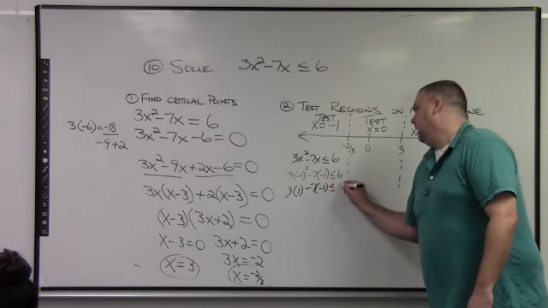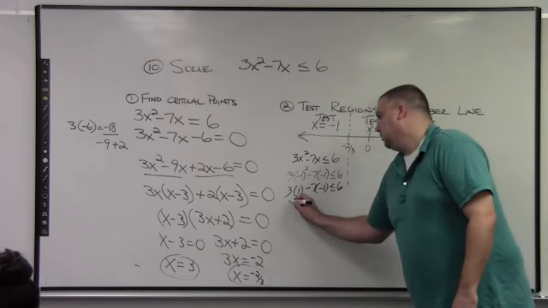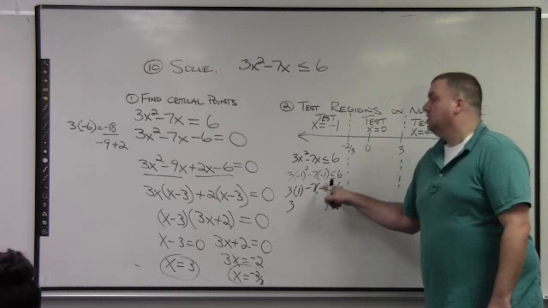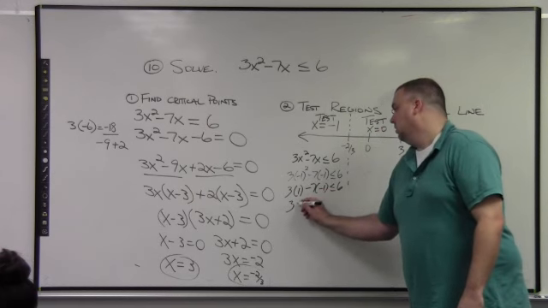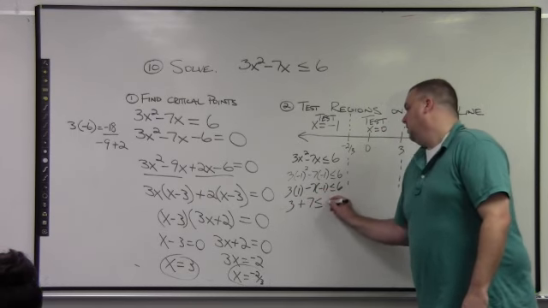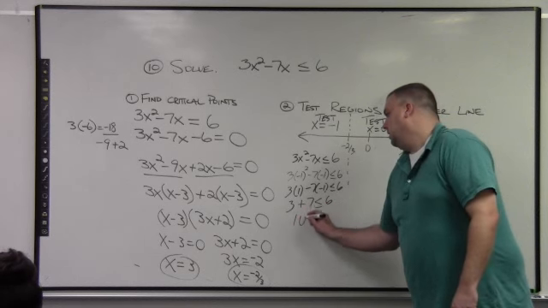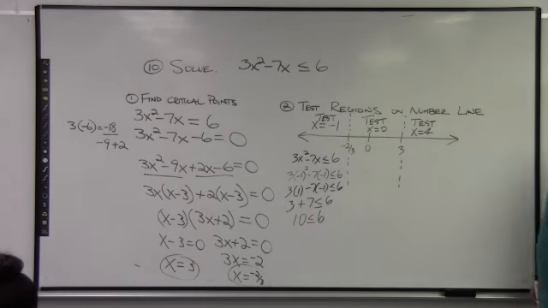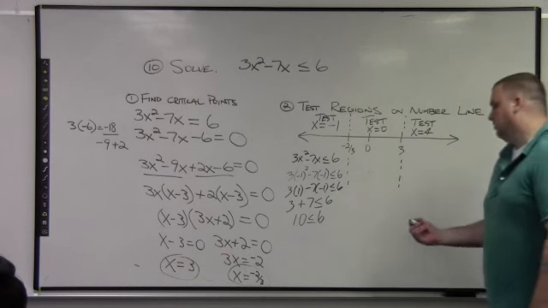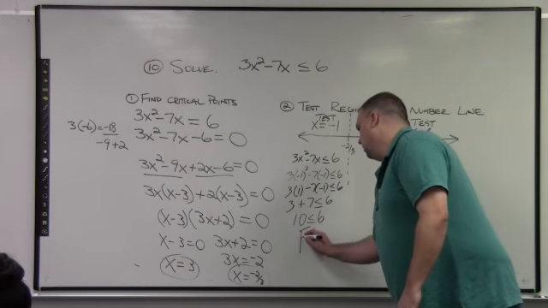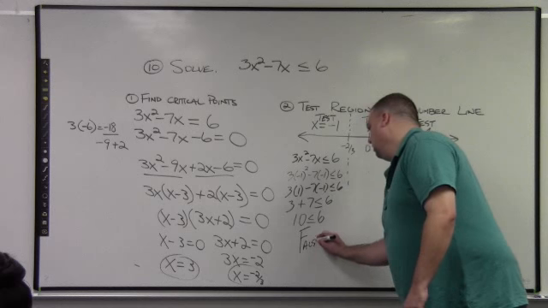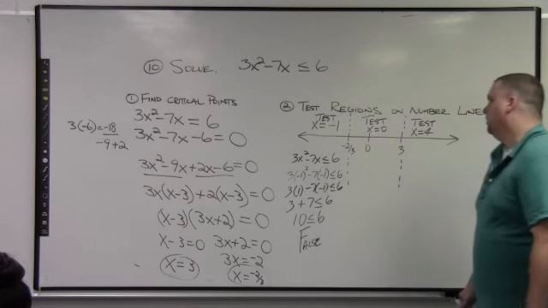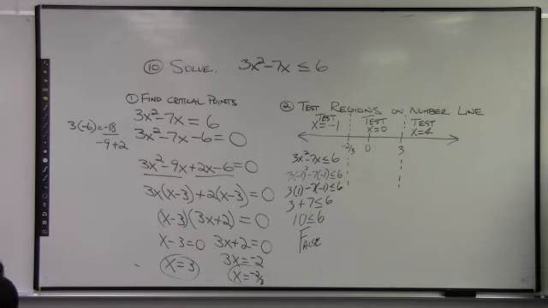And then we'll move to multiplication. 3 times 1 is 3. Negative 7 times negative 1. 7. And we're left with the statement 10 is less than or equal to 6. Is that true or false? It's false. So we're not going to be shading that region. So let's move to the second region.